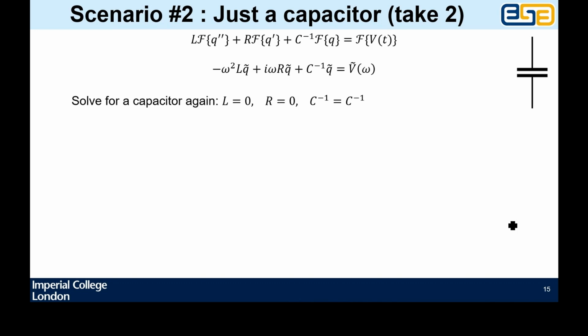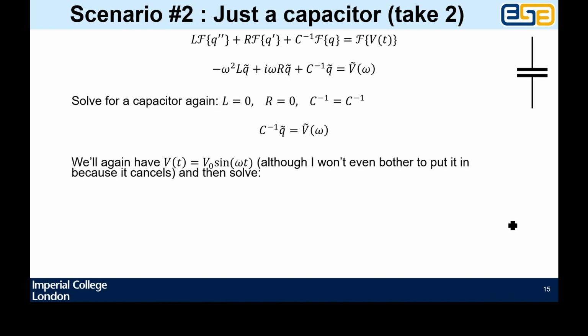So let's do the capacitor again. Set L to 0, set R to 0, set C to C. If I do that, most of the terms immediately disappear, and I get that the inverse of C times Q tilde equals V tilde. Nothing mysterious so far, I've just crossed out two of the things in my equation.